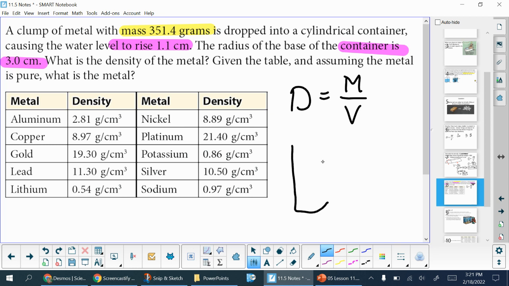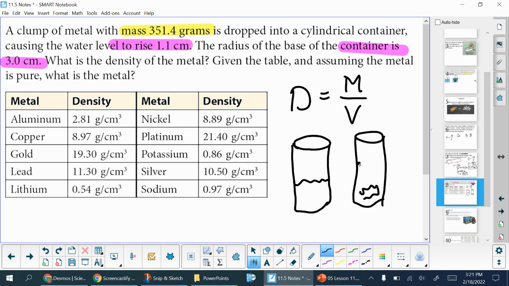You've got this cylindrical container. There was the water level there. And when I drop this clump of metal in, the water level rises by, there was the old level. There's our new level. It rose by 1.1 centimeters. And the radius of this is 3. And so what I'm trying to do is basically to calculate the volume of this little mini cylinder right here. Right? That's a little mini cylinder, a new slice of water.